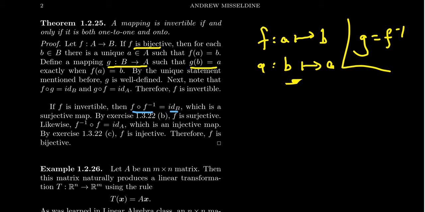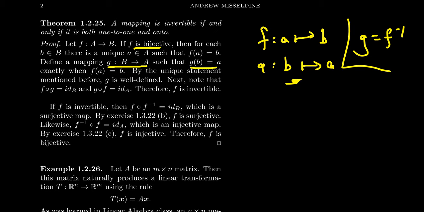Now the identity map is, well, it's the identity map. We mentioned in the previous video that the identity map is in fact a bijective map. It's both one-to-one and onto. And so by a homework question, which you can see in the textbook, exercise 13.22 part B in Judson's textbook, this shows us that if a composition of two functions is surjective, which the identity is, then the left factor in terms of the composition is likewise surjective. So that gives us that f is surjective because it can compose to a bijective function.